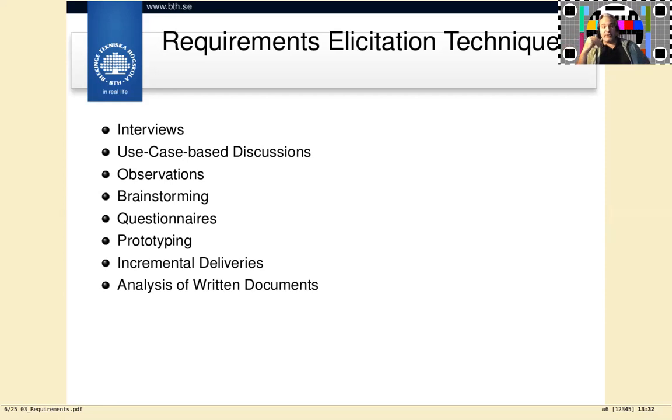I mentioned observations, just looking at how a particular task is done and then trying to figure out how some sort of support system would help in that. Brainstorming, just sitting down with a couple of people, or assuming the role of domain experts by yourself, really, and then trying to spitball as many requirements as you can, or as good requirements as you can.